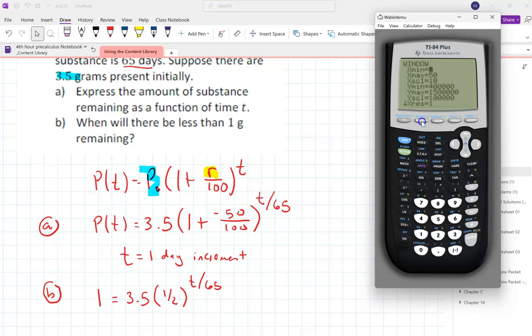Okay. Set my window. I don't know my x's. Well, it takes 65 days to get it to 1.75. It'll take another 65 days to dip it under 1, right? So I'm going to make my x max 130.